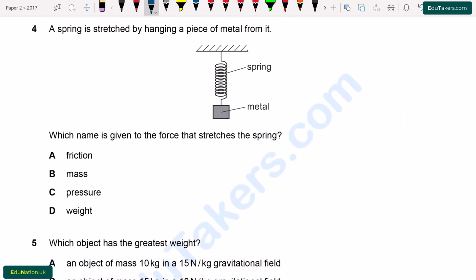Question number 4. A spring is stretched by hanging a piece of metal from it. Which name is given to the force that stretches the spring? Option A, friction. B, mass. C, pressure. D, weight. So this is the weight that stretches the spring. From here, option D is correct.